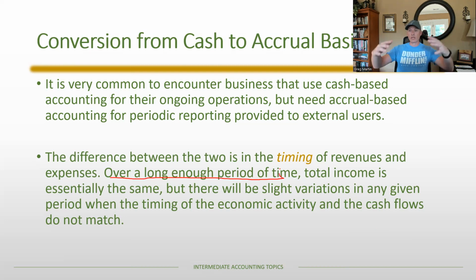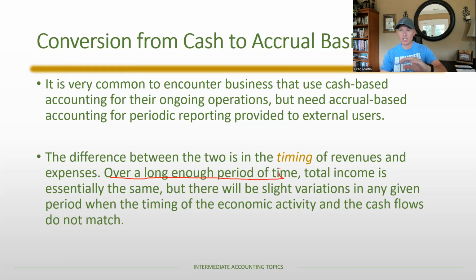In other words, if I go really, really far out, like years or decades, whether I use cash-based accounting or accrual-based accounting, the total income is going to be the same, or just a very small difference. The reason is that the two systems differ in the timing of when you recognize revenue or an expense, but they don't change the way you report a total. So it's just timing, not total.